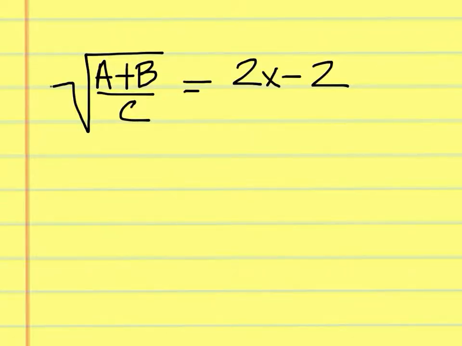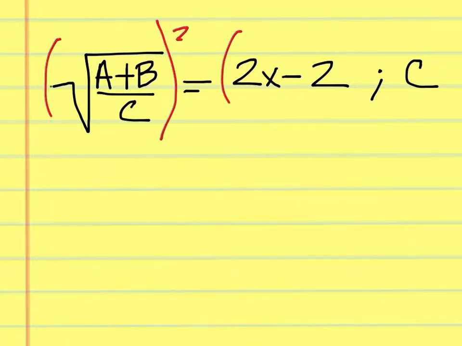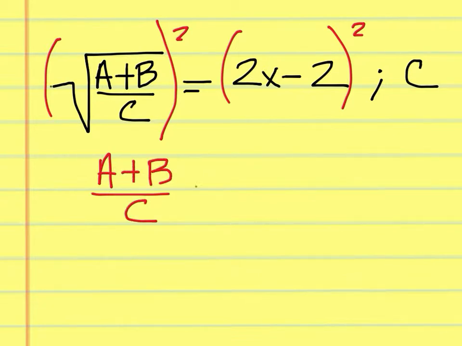In this formula, we need to solve for c, and it's buried in the denominator under a square root sign. But we need to start undoing things around that c, and the first major thing you must undo would be the square root sign. Square both sides. When you do that, you're left with a plus b over c.